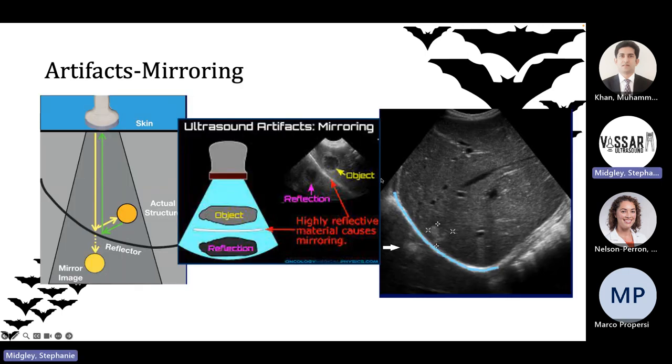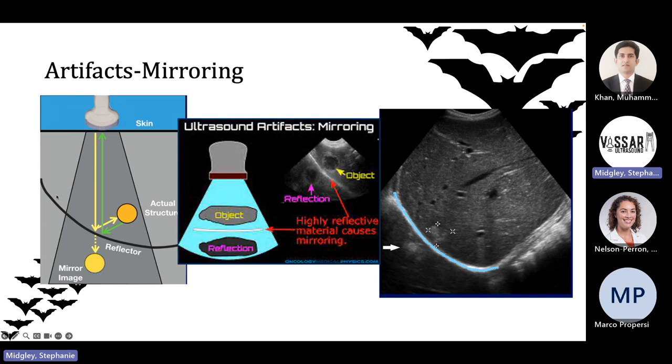All right, the last one to just know about is this thing called mirroring. It's essentially like, if you're staring at a window at an angle, you know how sometimes you can see through it a little bit, but you can also bounce back and see your reflection as well. It's kind of the same thing. We see it primarily in the diaphragm, so on your FAST exam. Occasionally, you'll see it in the heart as well when you're doing echoes.